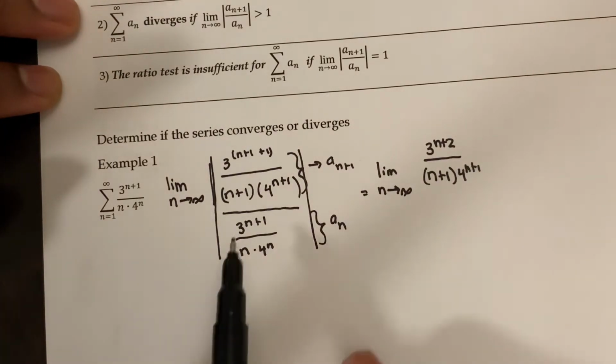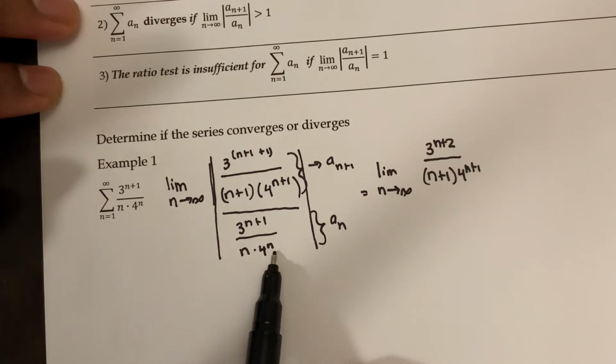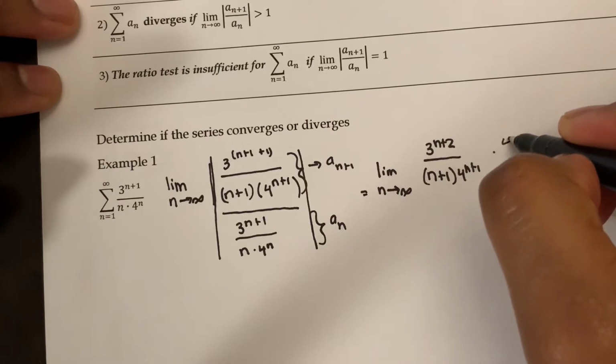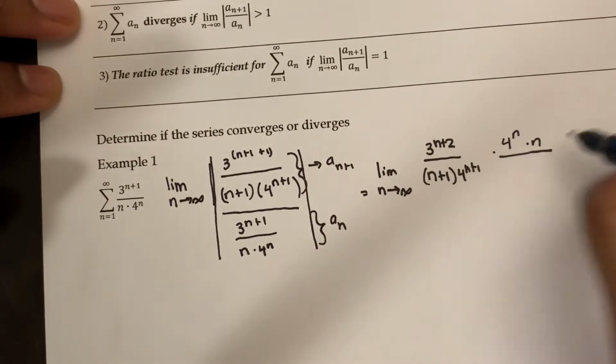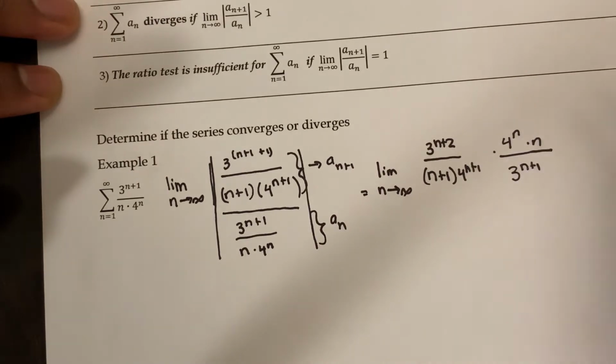And so when we're dividing by 3 to the n plus 1 over n times 4 to the n, you multiply by the reciprocal. So we're going to have times 4 to the n times n over 3 to the n plus 1 power.